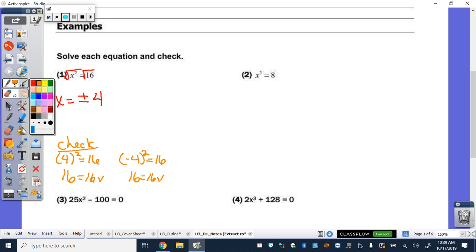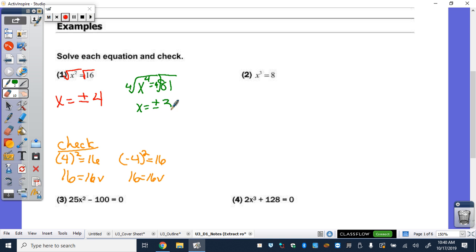So let's say I had, for example, x to the 4th equals 81. I would end up taking the 4th root since it was an x to the 4th. That would also end up being plus or minus 3. So with your even roots, you would end up getting that plus or minus sign in there.